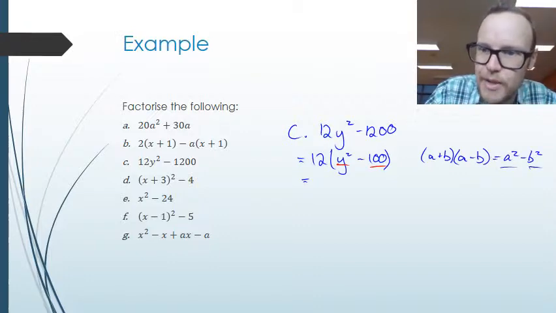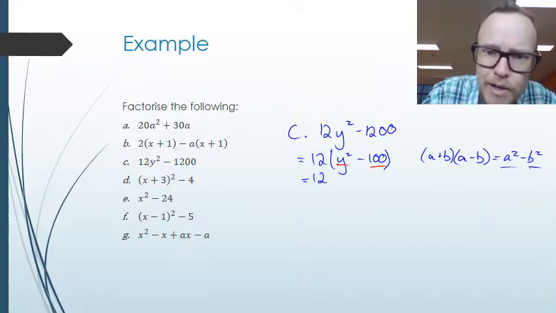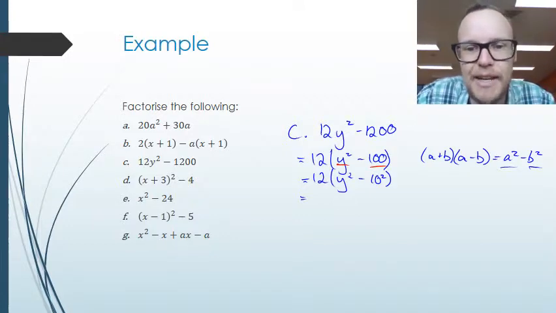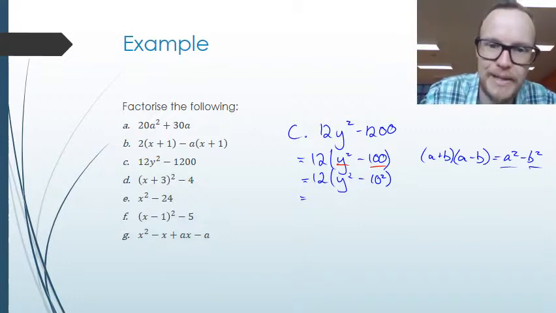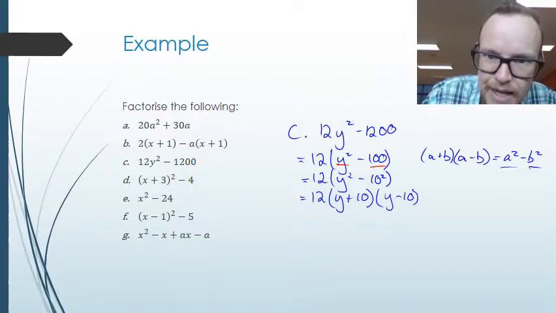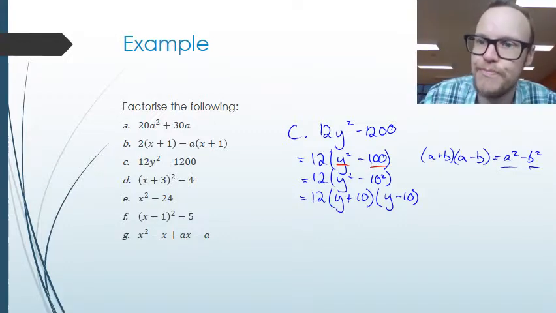So I've got the a squared minus the b squared. And in this case, a is y and b is 10, because 10 squared is 100. So here I got 12 multiplied by, I'm just going to do this step. This is the y squared minus 10 squared. Don't need to do that step, but it can be helpful to see what is a and what is b, because now I can say, well, this is the same as y plus 10 times y minus 10. And now it is fully factorised. Now, our answer to C is now fully factorised.